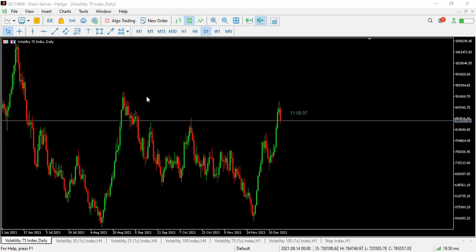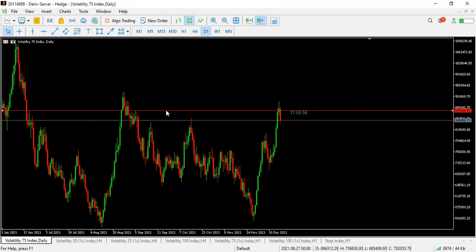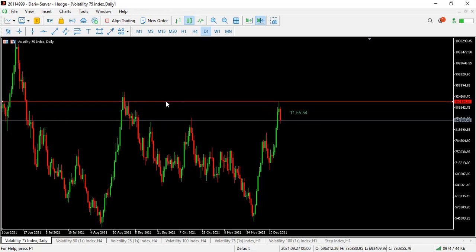For instance, we want to look for an area where price is likely to turn so that we can make entries, right? So as you can see, this is the Volatility 75 on the daily time frame. I can place this line here. Why am I placing this line here? Because obviously there was a wick left here.